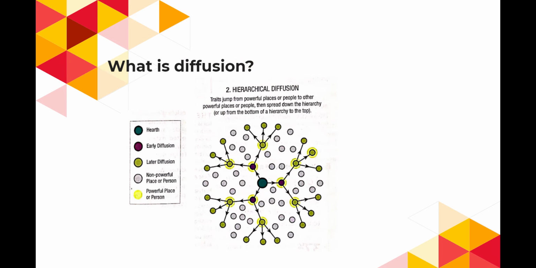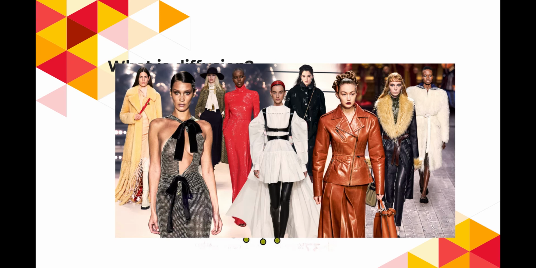All right. Hierarchical diffusion is another example. And this idea spreads in like a top-down approach. Okay. So essentially, somebody who is more influential or more powerful might have this idea, or they might come across this idea, and they're going to use their influence to spread it to people who are relatively less powerful or influential, right? A great example of this is fashion, right?